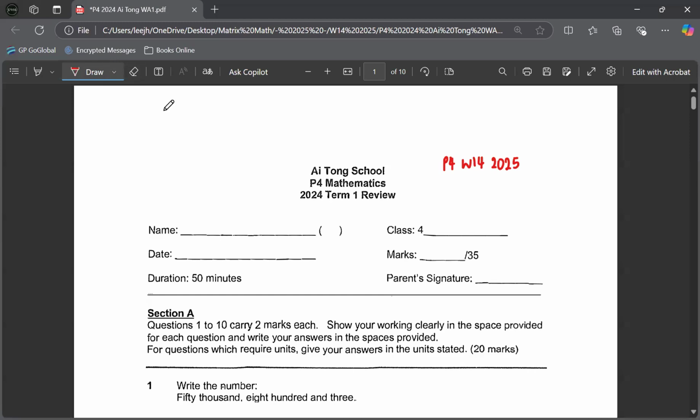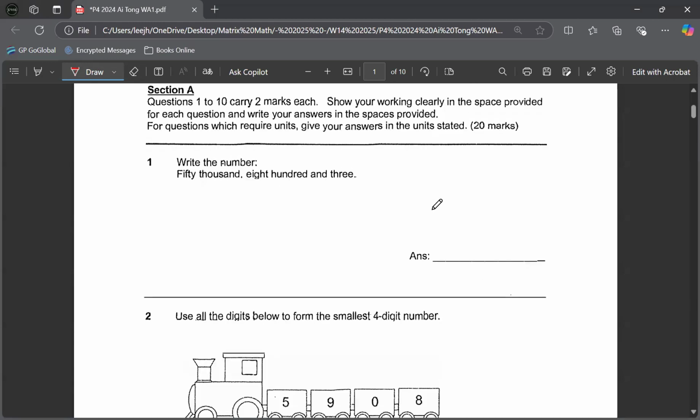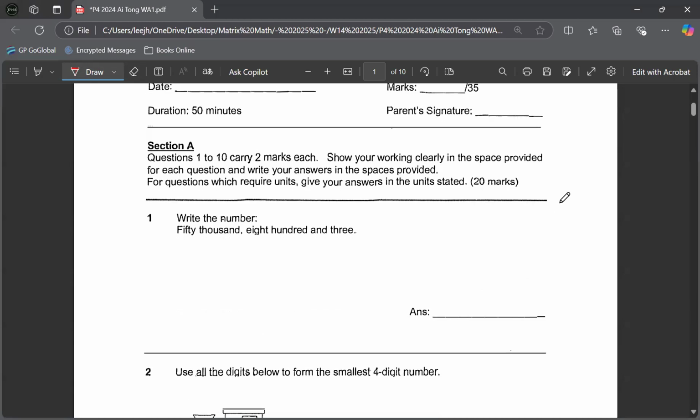So I'm going to go to the first question. I'm going to go through, it's from Tong School. This is the weighted assessment one for Tong School. Okay, so I'm going to go to the first question, section A. So write the number 50,803. So I'm going to list down.